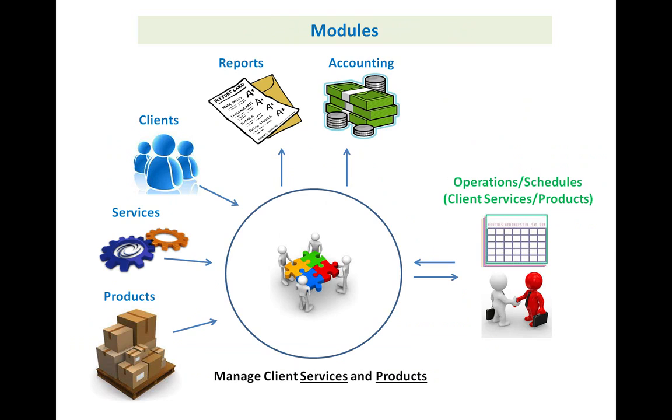On this slide, we see the major models of the system. Starting from the left side here, you have the products. That's where you stock in your products. You have your services, and then the clients. Once you set up these three models in your system, you will be able to start your operations. You schedule appointments. You sell services to clients, or you sell products to clients.